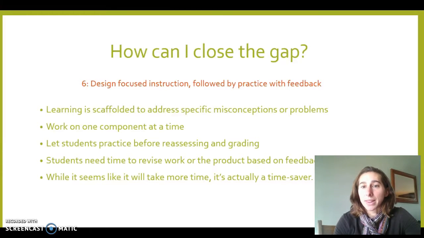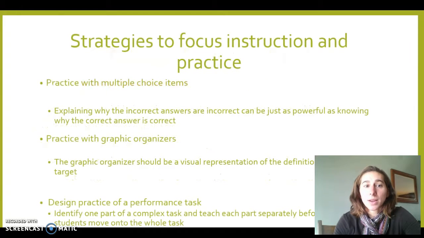Just like with an athlete, the score of the game isn't based on the practice, it's based on the actual game, so students need time to actually revise before the final product is due. Some strategies that help you do that: you can have practice with multiple choice, explaining why the incorrect answers are incorrect, practice with graphic organizers, and designing practice of a performance task, one task at a time.